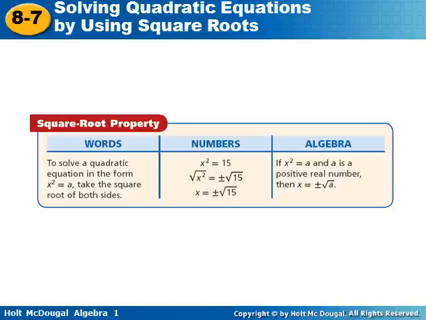To solve a quadratic equation in the form x squared equals a, you take the square root of both sides. The square root cancels out with the square, and then you write plus or minus the square root of the number on the other side. So if we had x squared equals 15, we would take the square root of x squared, the square and the square root cancel each other, equals plus or minus the square root of 15. So we would get x equals plus or minus square root 15. If x squared equals a, and a is a positive real number, then x equals plus or minus the square root of a.